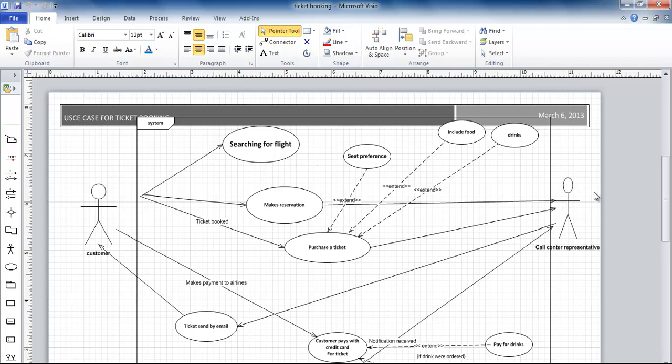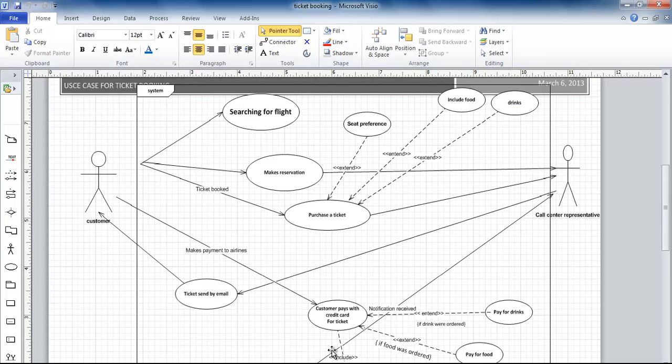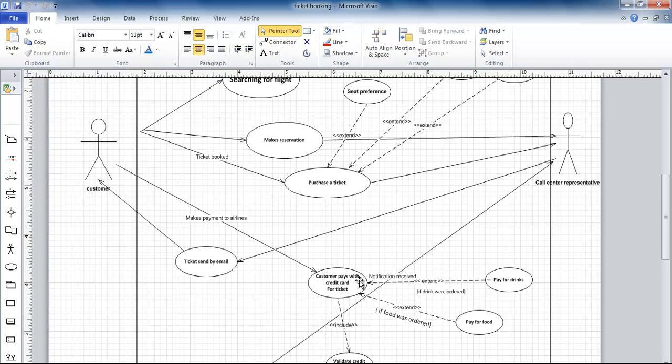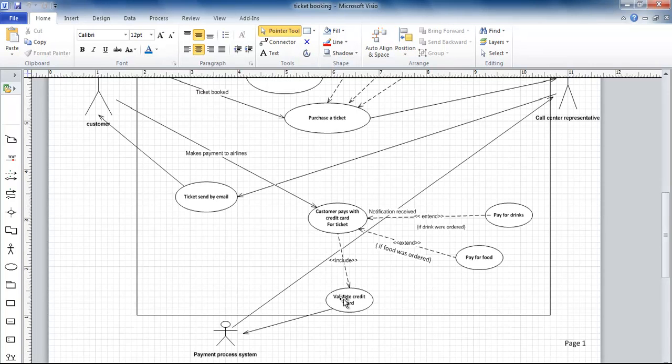So you can see that the purchasing ticket has been related to the call center representative, but then the ticket gets to him, but before the ticket gets to him, he has to make the payment. The customer makes the payment with a credit card. Now you have to see that there is a validated process.